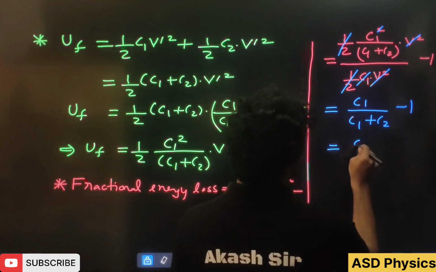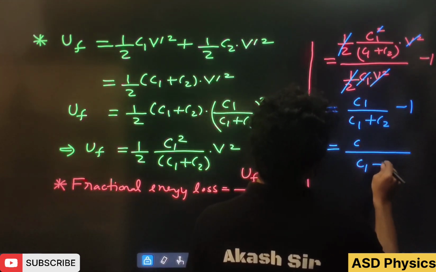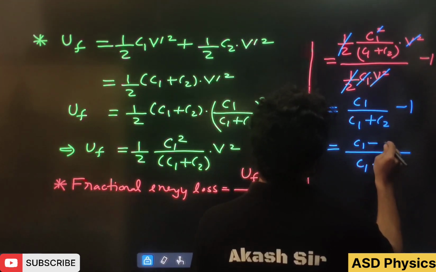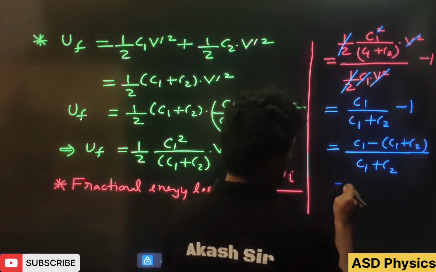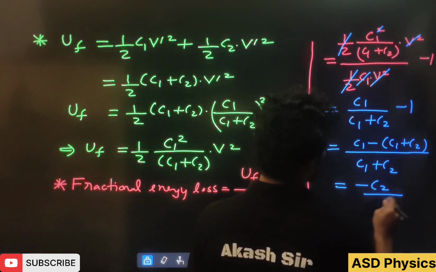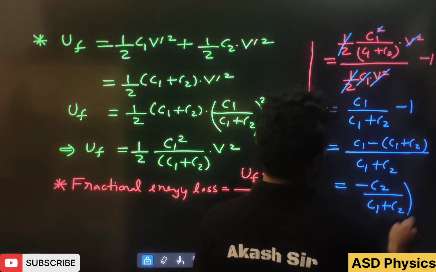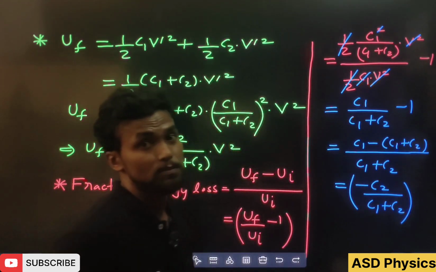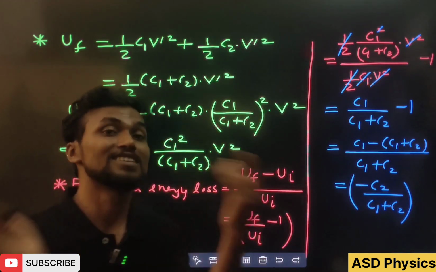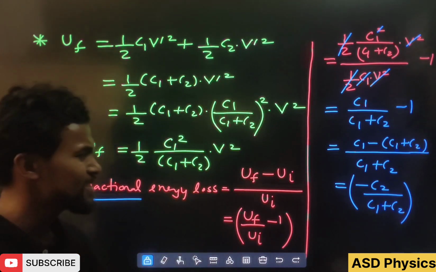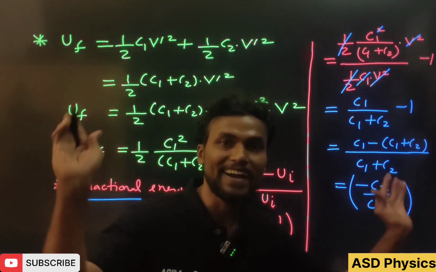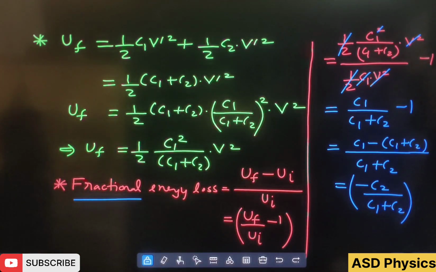If we take the LCM, the LCM is C1 plus C2. So here C1 minus C1 plus C2. Students, when you simplify this, it will come minus C2 by C1 plus C2. Minus C2 by C1 plus C2, that means here also some energy has been lost as heat. And if they ask for the percentage, just multiply this expression with 100, and you will get the answer. So I hope this is very clear.